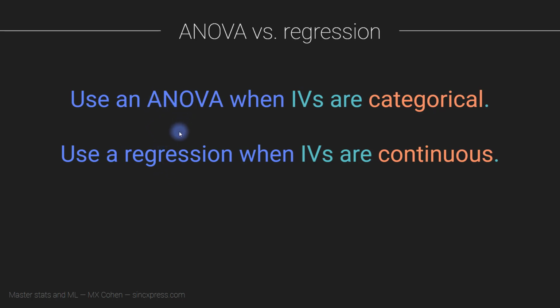Now, the difference between an ANOVA and a regression is that you use an ANOVA when the independent variables are categorical, like days of the week or snack food type, and you use a regression when the independent variables are continuous. Now, regression is actually a little bit more flexible than an ANOVA. So in a regression, you can have both continuous and categorical variables, but if at least one independent variable is continuous, then you're going to use a regression instead of an ANOVA.